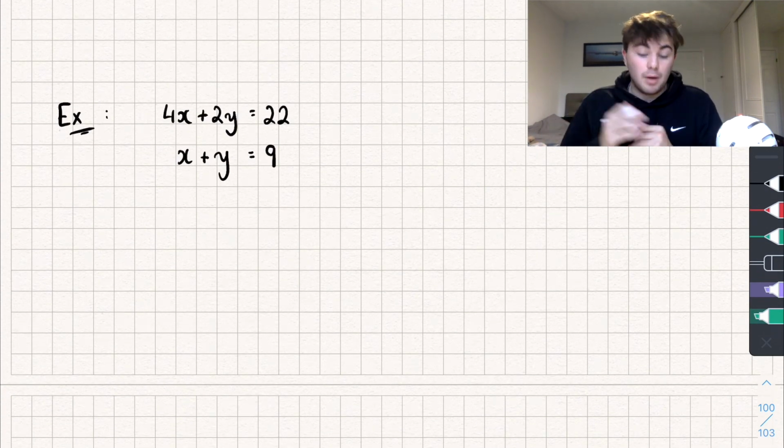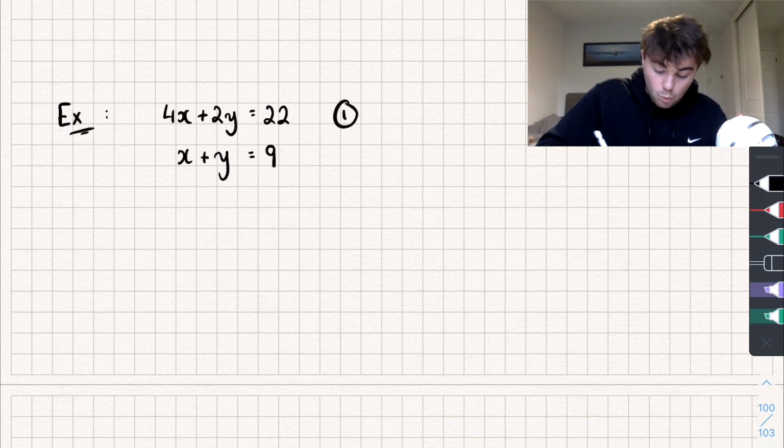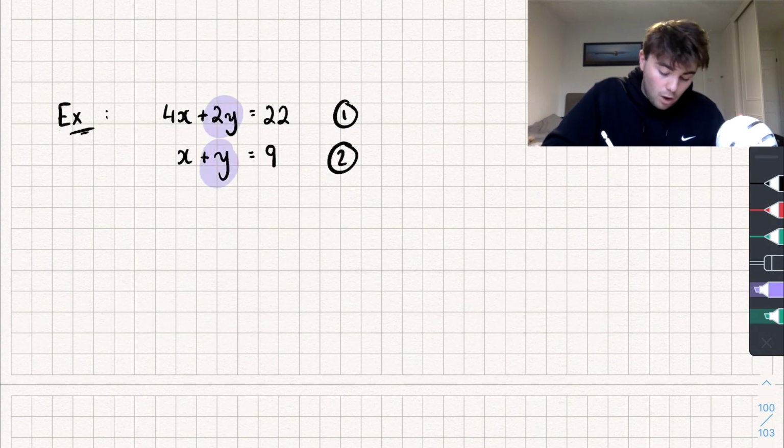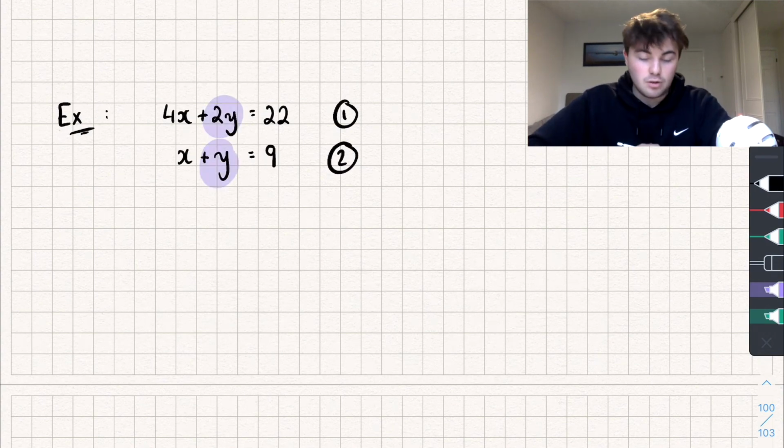Okay, so this second pair, we've got 4x plus 2y equals 22 and x plus y equals 9. So again, I'm going to label them equation 1 and equation 2 like that. Now I'm going to pick one of my variables, either the x variables or the y variables, and I want to make the coefficient of them the same in equation 1 and 2. So I'm going to pick y again because I did last time. You can see in the first equation the coefficient of y is 2, but in the second equation the coefficient of y is 1.